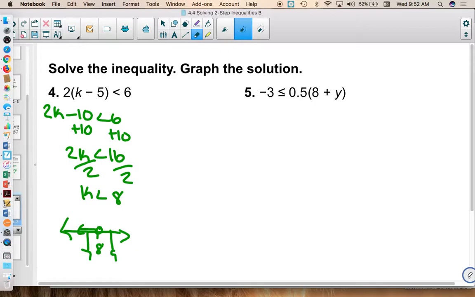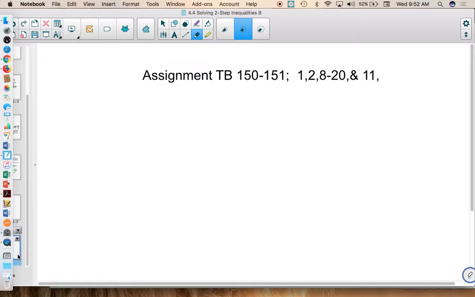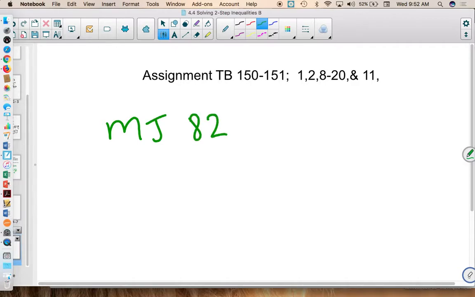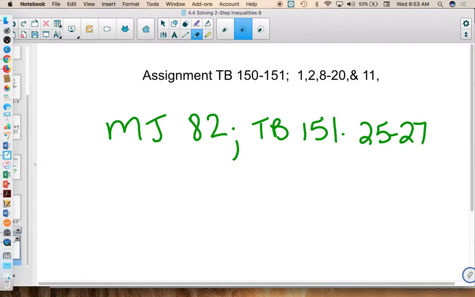You have an assignment. The next page gives you your assignment. Oh, and I switched that. So we're going to go math journal, page 82. And then textbook 151. Those bottom ones that we always do, 25 through 27. Okay, that'll be the assignment.